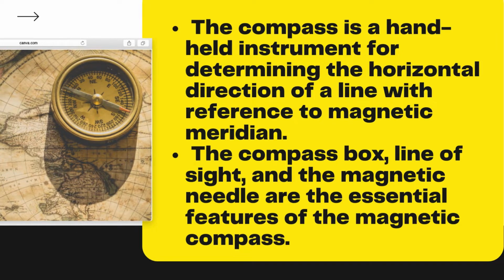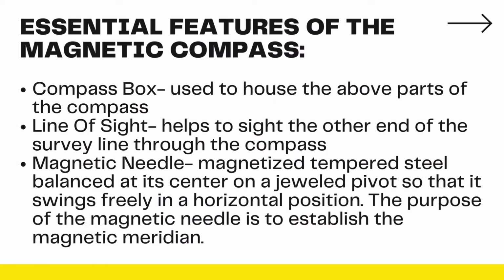The compass is a highly beneficial instrument for people like engineers, surveyors, geologists, and foresters. There are essential features of the magnetic compass, and these are the compass box, line of sight, and the magnetic needle. The first one is the compass box.